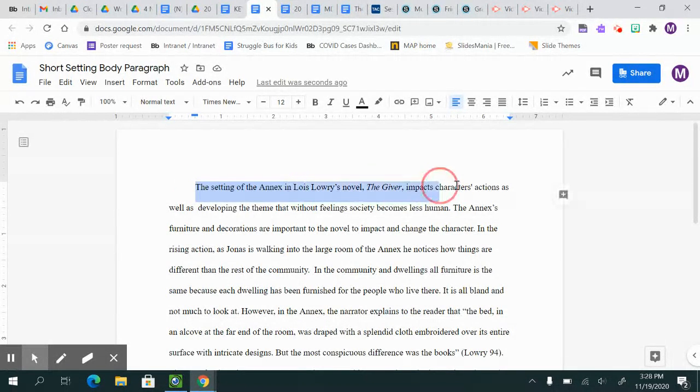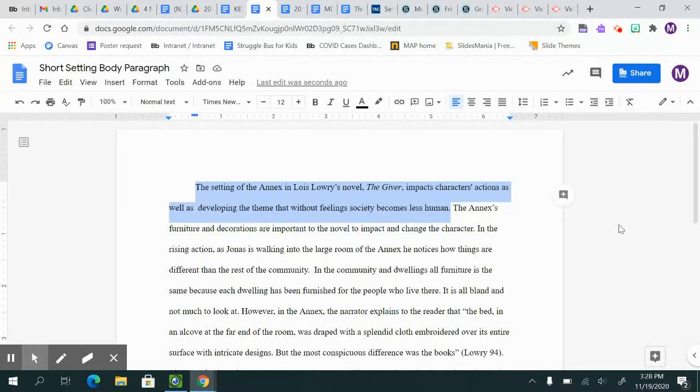Our first half is our topic sentence, okay? In your topic sentence, you need to make sure that you say the setting because that's what you're talking about, what the setting is, the annex, who the author is, what the book is, okay? And then the things that you're going to be looking at and analyzing. You're analyzing how the setting impacts the character's actions and how it develops theme.